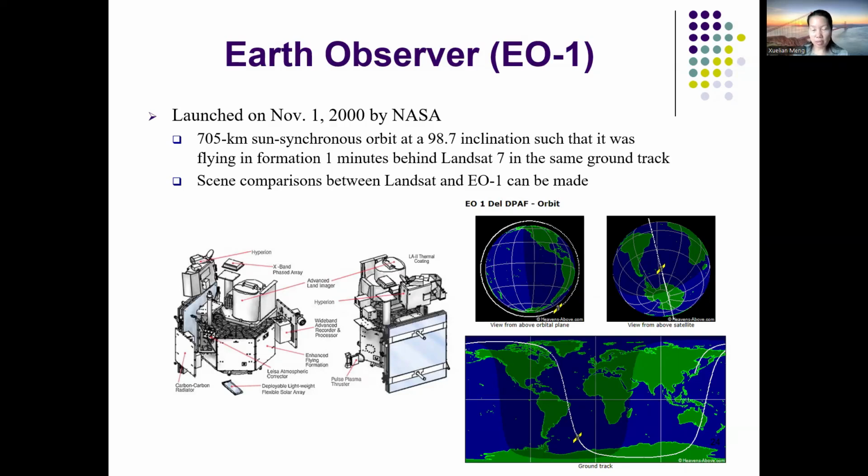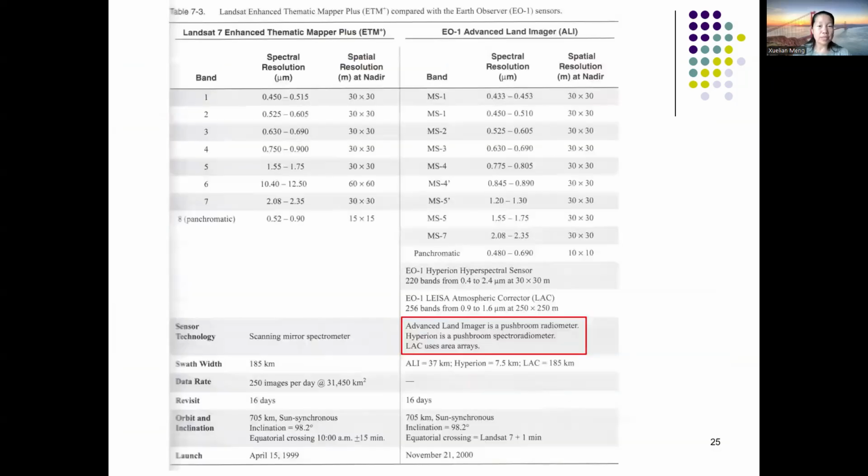This is a comparison of Landsat TM, ETM, Enhanced Thematic Mapper Plus, versus EO1. So you will see that they have very similar 705 orbit, 16 days, and satellite parameters. And they also have 30-meter resolution, but have slightly more bands than Landsat does. So EO1 can be one of the complementary data sets for Landsat.